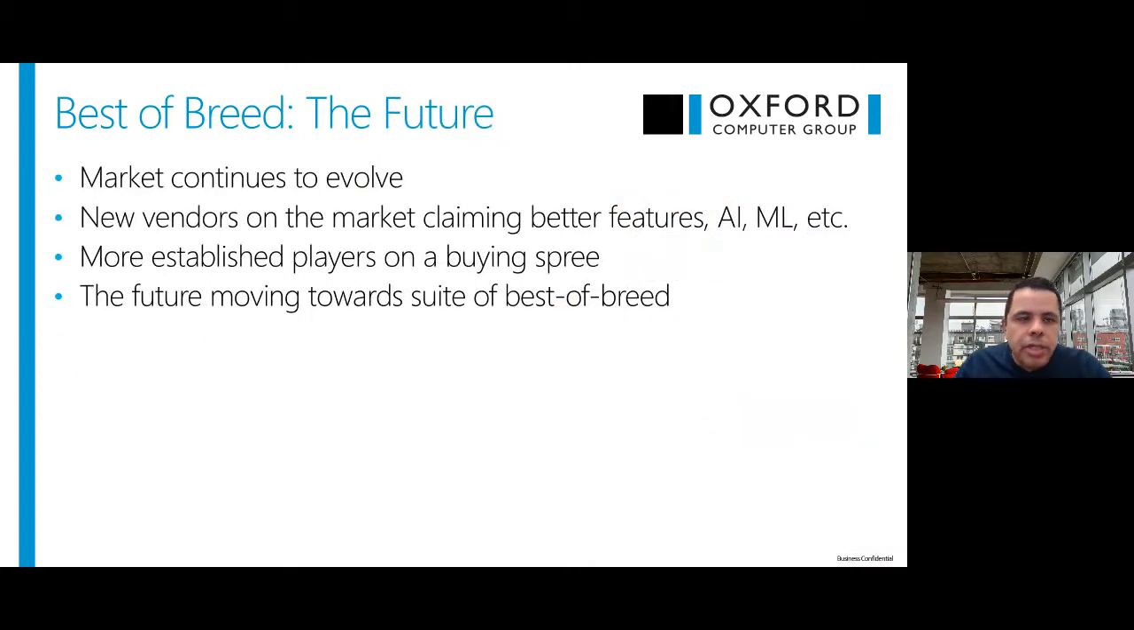Another thing to consider too is that best of breed, what does the future look like? Well, we know the market continues to evolve. New vendors are constantly coming on the market claiming better features, new advancements in artificial intelligence or machine learning, or whatever the new thing is. And we see that the more established, larger firms are just continually on a buying spree.